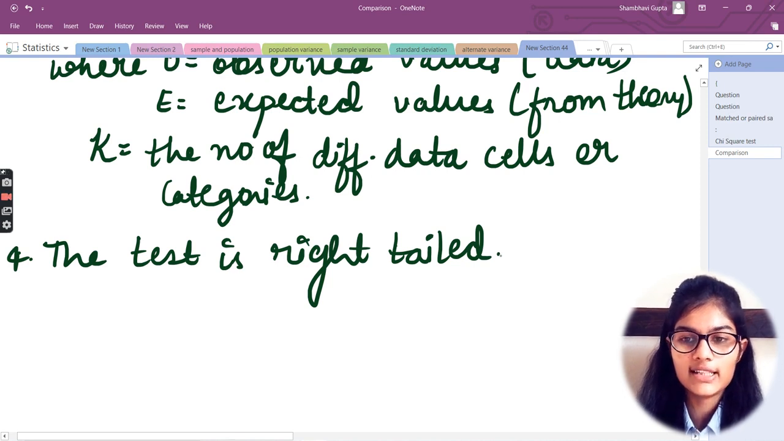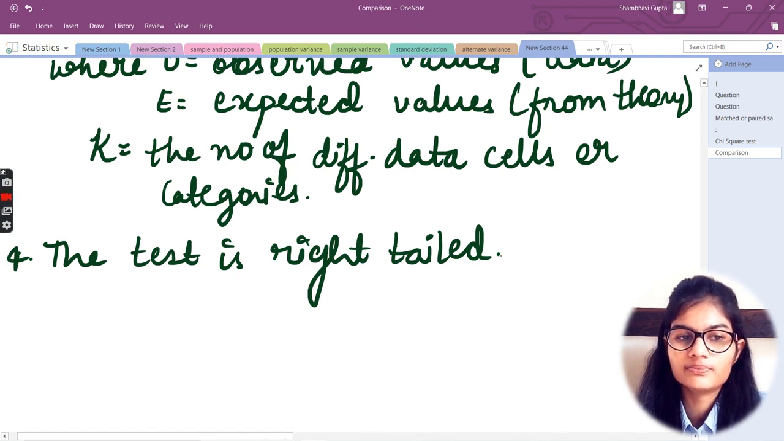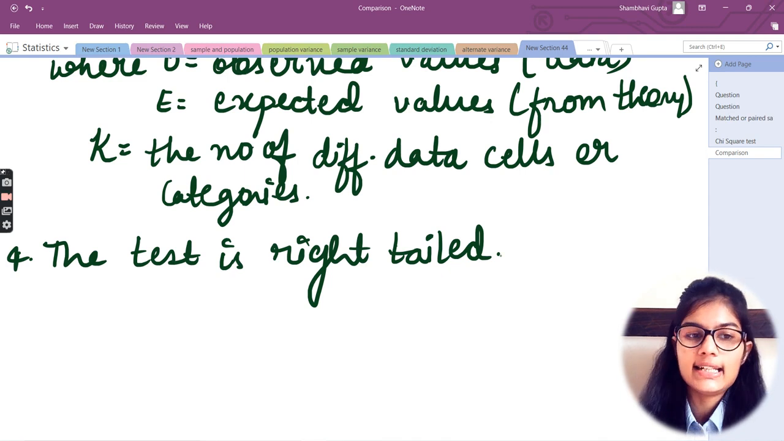The test is right tailed, right? So yeah, these are some rules, a quick recap regarding the goodness of fit hypothesis test. Hope I am very much clear with this particular.